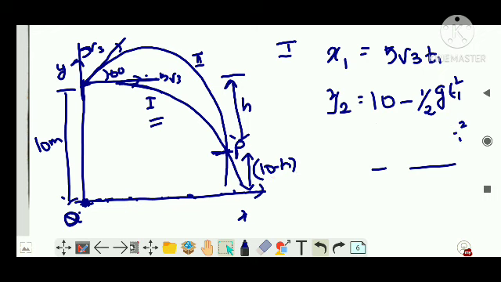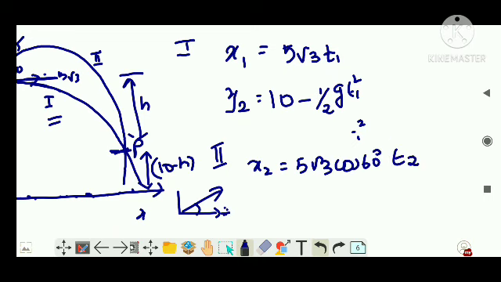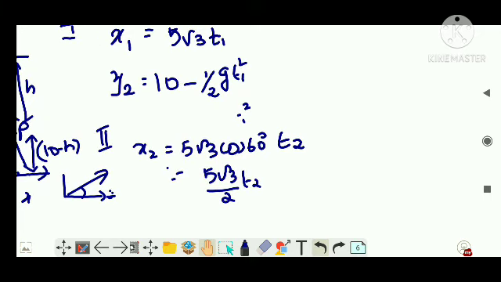Let's remove this one. Right. Clear? I got x1 and y1. Now let's talk about the second ball. The second ball has 5 root 3 in this direction at 60 degrees, so it has a vertical as well as a horizontal component. So x2, I am supposed to write as 5 root 3 cos 60, which is the horizontal component, into t2, since it is traveling for time t2. So it will be 5 root 3 into 1 by 2, which becomes 5 root 3 by 2 t2. That is x2, the horizontal displacement of the second shot.